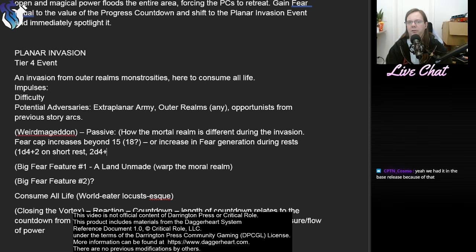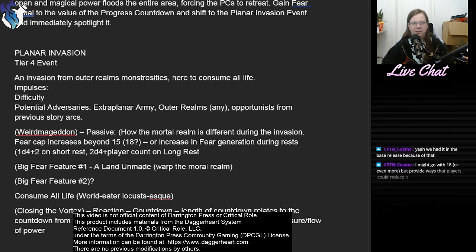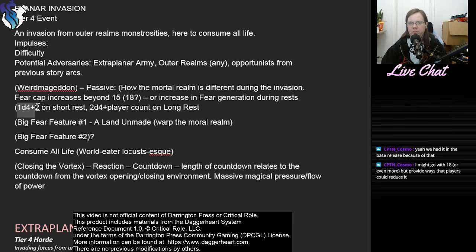2d4 plus player count on a long rest, right? Doing something like this, 1d4 plus 2 on a short rest, 2d4 plus the player count on a long rest, would mean that the GM is consistently being fed more fear, so that they can be spending more fear more frequently. And even if they don't spend it right away, they have that bigger max, so that they are not losing out on gaining fear in certain circumstances.